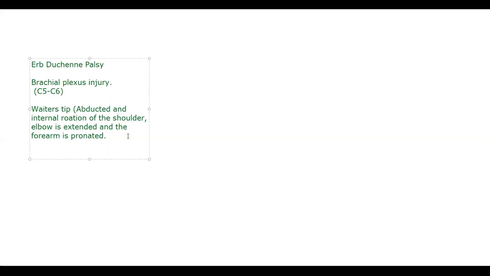This is used to differentiate it from Klumpke's. In Klumpke's, there's no grasping reflex, but for Erb-Duchenne palsy, there's presence of grasping reflex. So in MCQ, you should take note: presence of grasp reflex in the child, and there's absence of the Moro reflex. Please take notes, please.